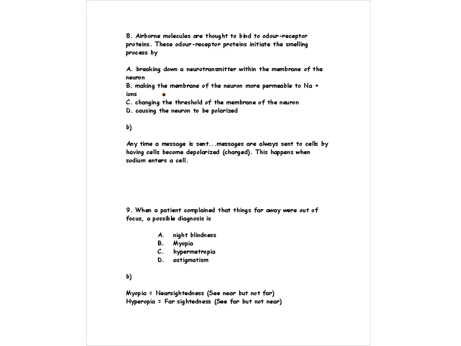Next one says, when a patient complained that things far away were out of focus, a possible diagnosis is. Okay, so we've got some different names here. Well, here's what we know. If you can't see things far away, you can only see things near. That means that you're nearsighted. Another name for nearsightedness is myopia. Okay? So the answer for this one would be myopia.